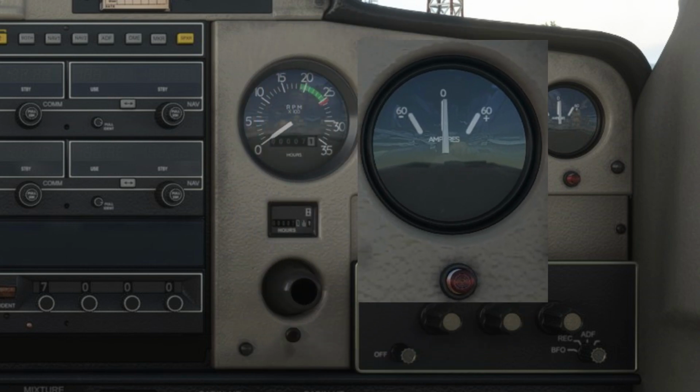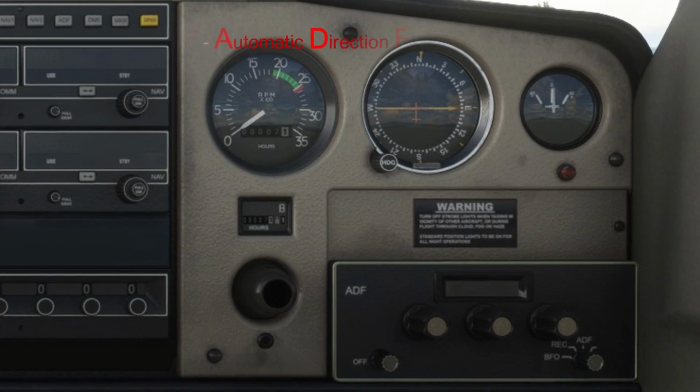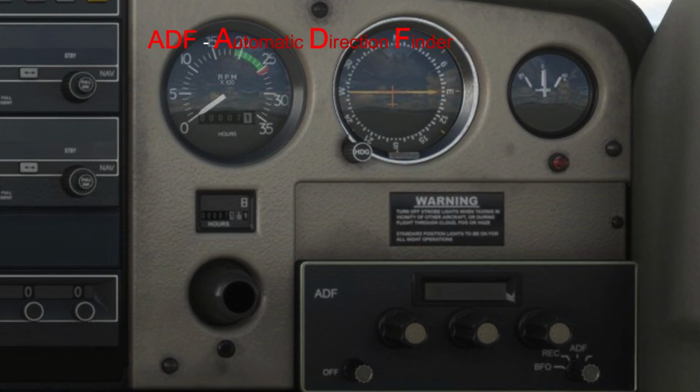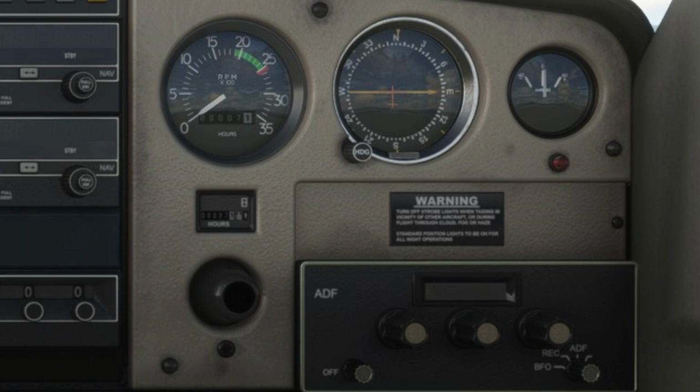Now we will take a closer look at ADF indicator and also how to tune and select ADF indicator. ADF consists of two elements. One is indicator that shows the heading of NDB, and the second one is the selector of frequency for this NDB. NDB means non-directional beacon. Now we will take a closer look how does it work together, ADF and NDB.